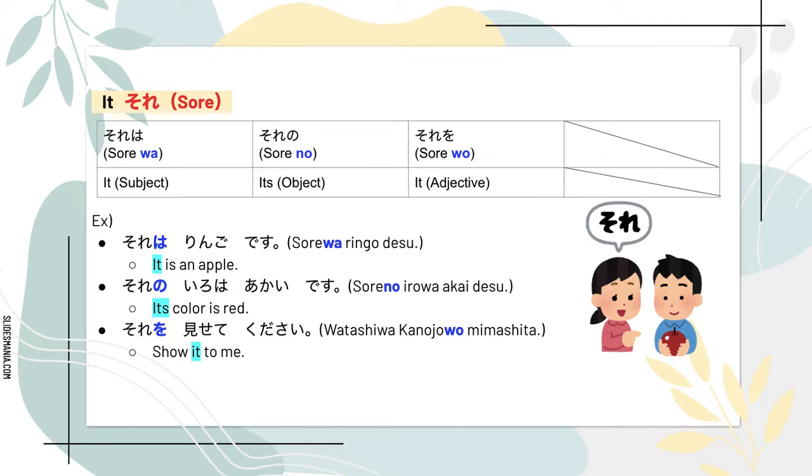It. Next one is it. It in Japanese is それ.